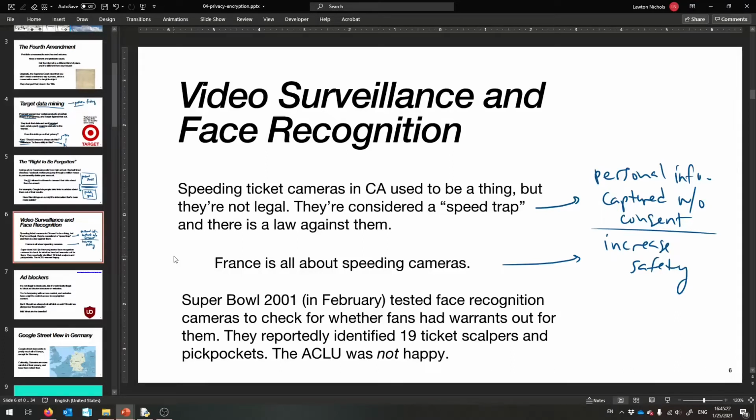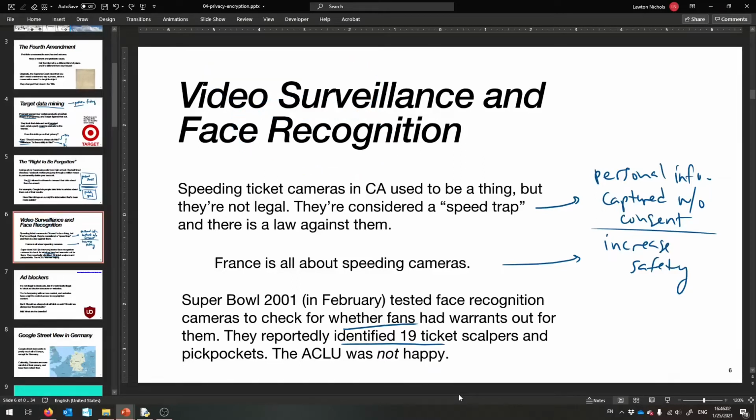So now let's get to something juicy. Super Bowl 2001, and this was before 9/11, this was in February, they tested out face recognition cameras to check whether the fans that were attending the Super Bowl had warrants out for them, which is weird, interesting, I guess makes sense, kind of. They reportedly identified 19 people, 19 ticket scalpers and pickpockets, okay? And they were using video surveillance and face recognition technology to do this. And I'm sure you can imagine that 20 years later, we're a lot better at it too.